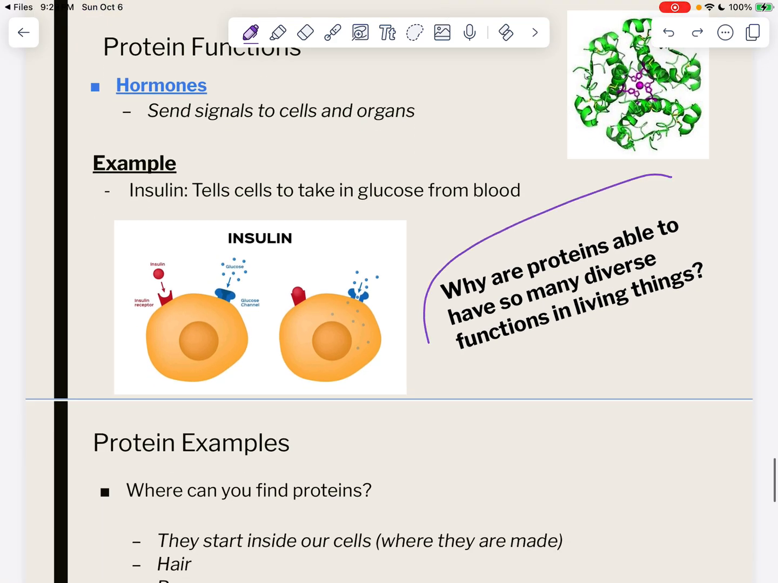It says, why are proteins able to have so many diverse functions? Well, we have 20 different amino acid R groups. So we have that big old number that I already gave you on that previous slide of all the different combinations of the amino acids that we could have to make proteins to do all the things that we need to do in the body.